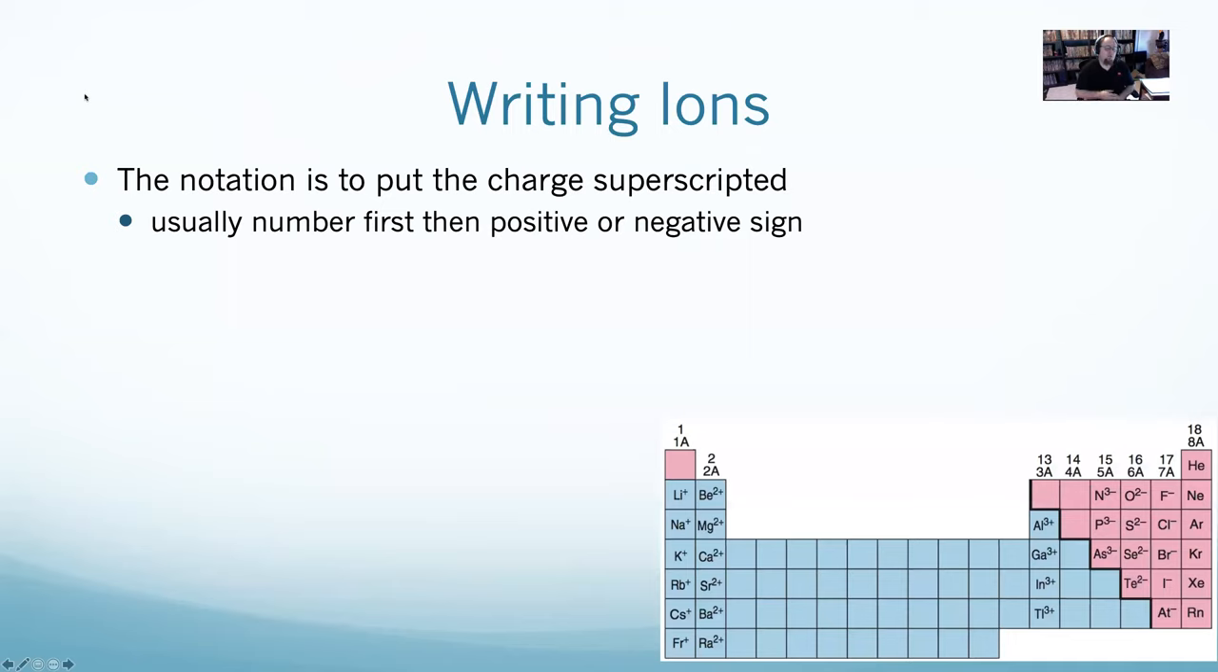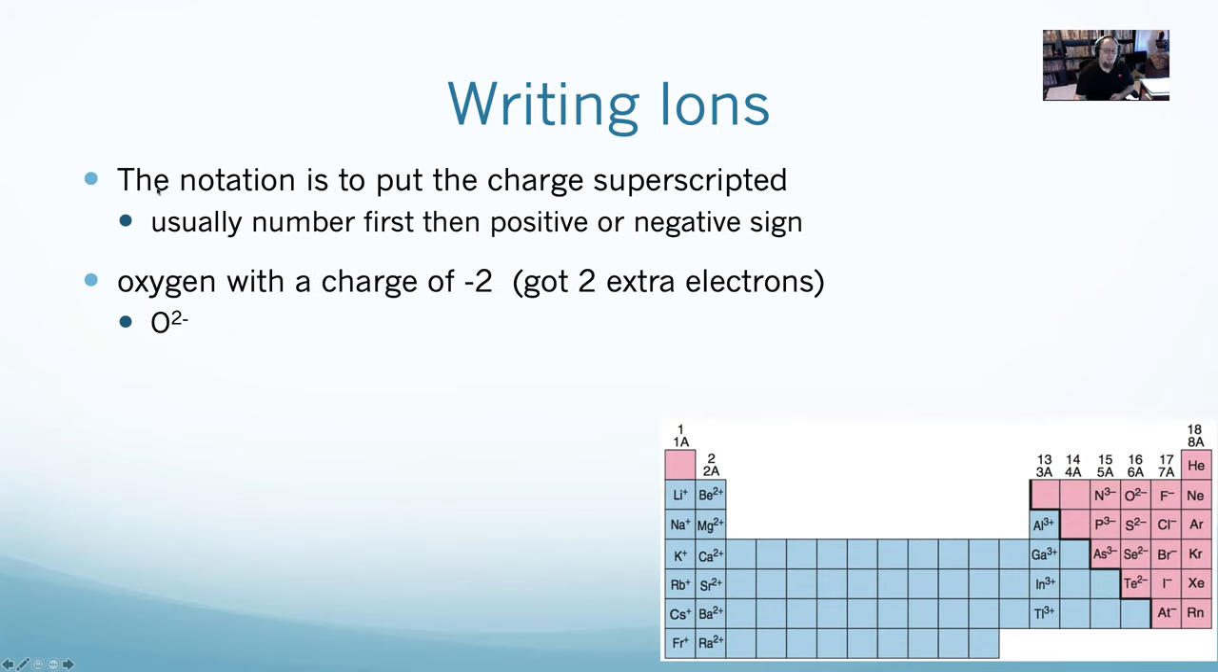It is worth knowing how to write an ion. How you write an ion is you say the name of the atom and you superscript the charge. Of note, normally in math, if something is negative, you mark it as negative. If it's positive, you don't mark anything, right? Like if it's a positive 3, you don't put a plus sign, you just put a 3. For this, you always want to put the plus sign.